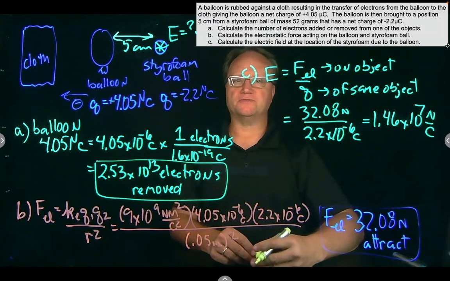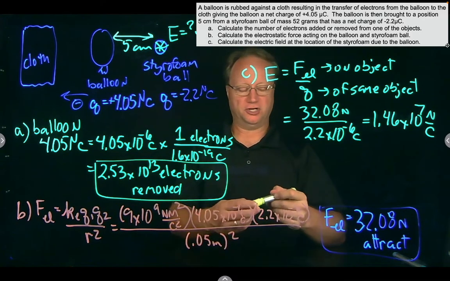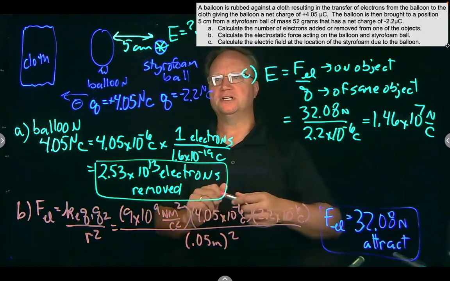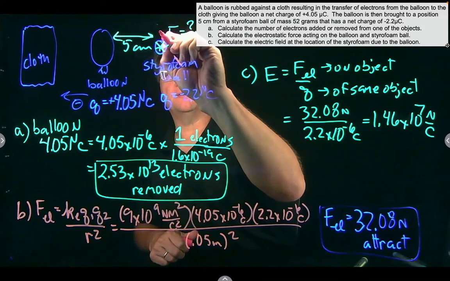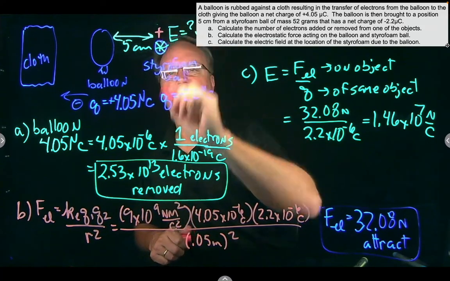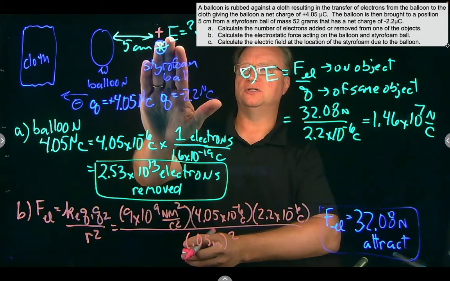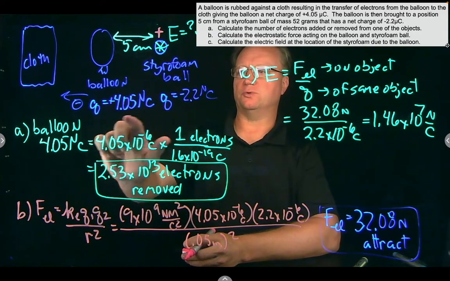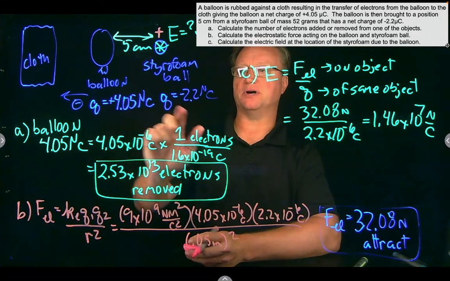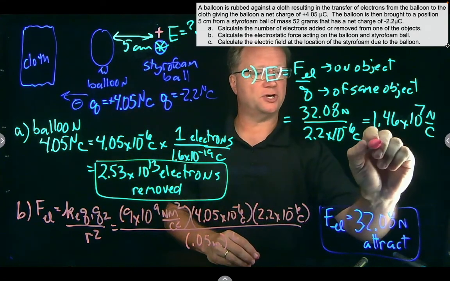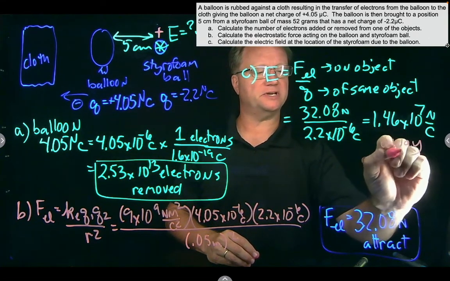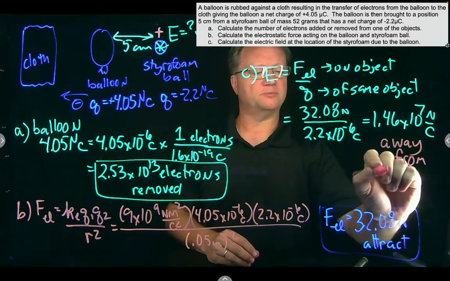Now, in terms of a direction, we denote the direction of an electric field in the direction a positive test charge would experience a force. So we are going to imagine a positive charge at the location of the styrofoam ball. A positive charge here would be repelled away from the positive balloon, and so our direction would be away from the balloon.